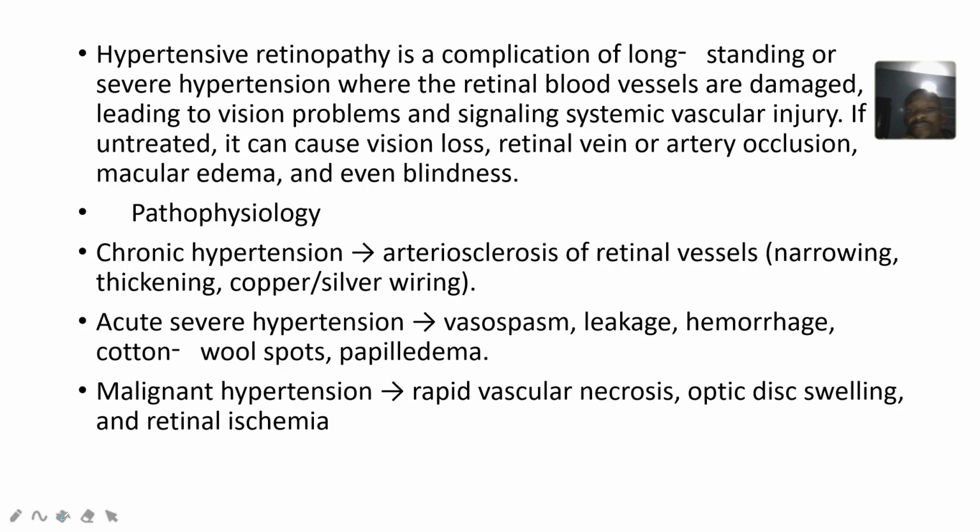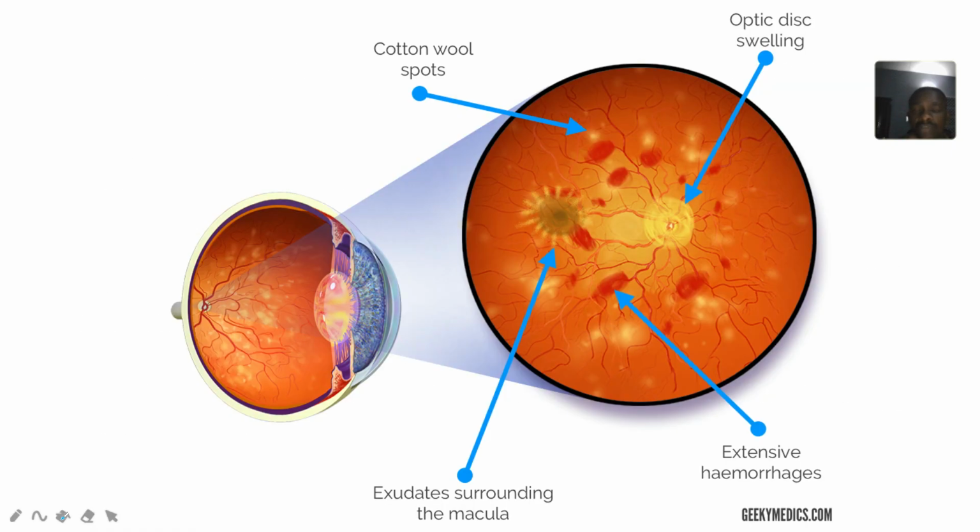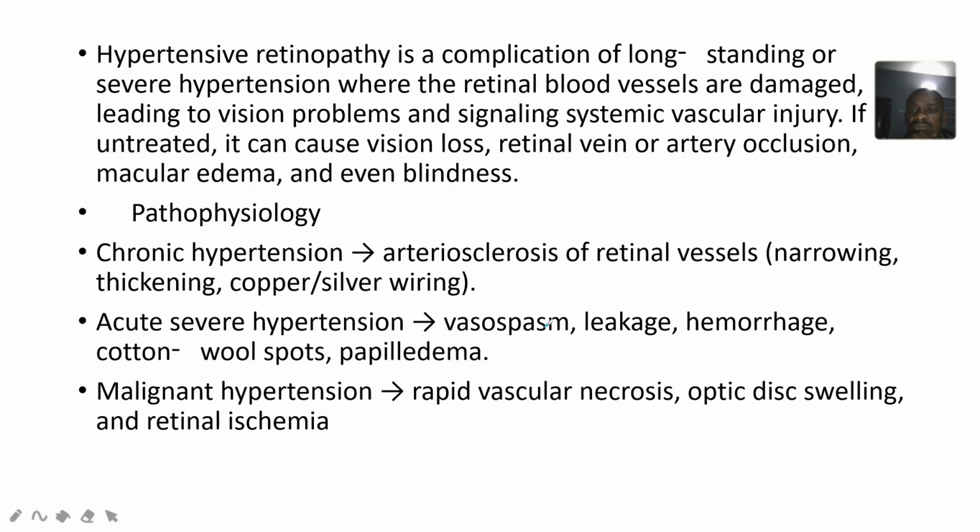Hypertensive retinopathy is a complication of long-standing or severe hypertension. Over time, with high blood pressure, the blood is flowing under a lot of pressure. The blood vessels in the eye are very small, so if you put that pressure into them over time, it weakens them. The blood vessels are damaged, leading to vision problems and signaling systemic vascular injury.